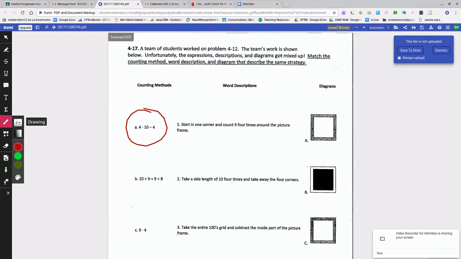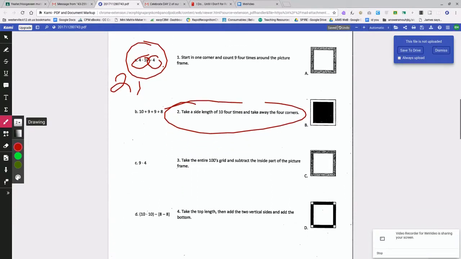As I'm looking through, I would look at number 2, and it states that if you take a side length of 10 4 times, so there's your 4 times 10, and take away the 4 corners, and there's your minus 4. So up here, you should probably write 2 because it goes with it. And now we've got to look at our pictures. Which picture looks like they take the side length of 10 4 times? Side length 1, 2, 3, and 4. And then as you notice, they have the 4 corners taken away. So the answer for number 1 would be 2D.